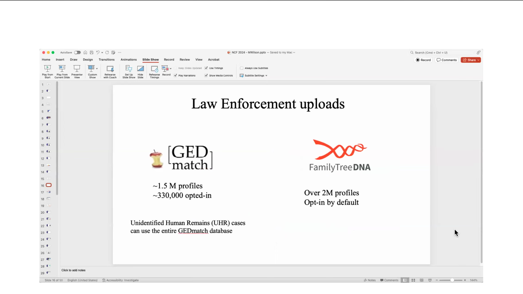But as you see on the side of the slide, under Family Tree, there's more profiles in the Family Tree DNA database. And importantly, you're opted in to law enforcement searching automatically. You have to tell the Family Tree DNA administrators that you do not want to be used for that purpose. If you don't say anything, then you're opted in by default. So that's a very powerful database that's used in this research. So there's really two, GEDmatch and Family Tree.